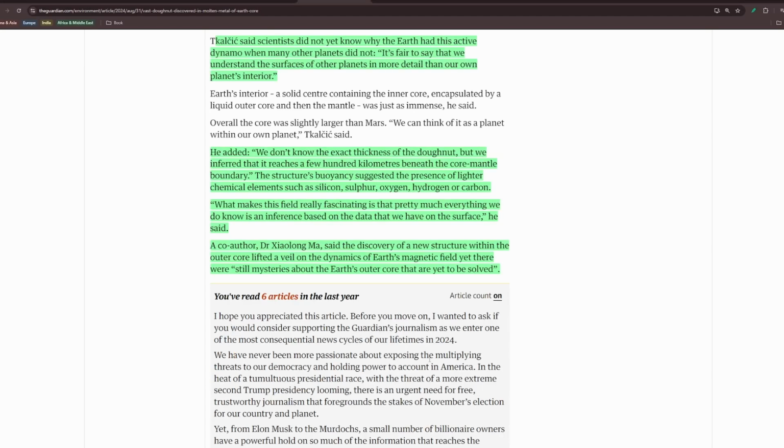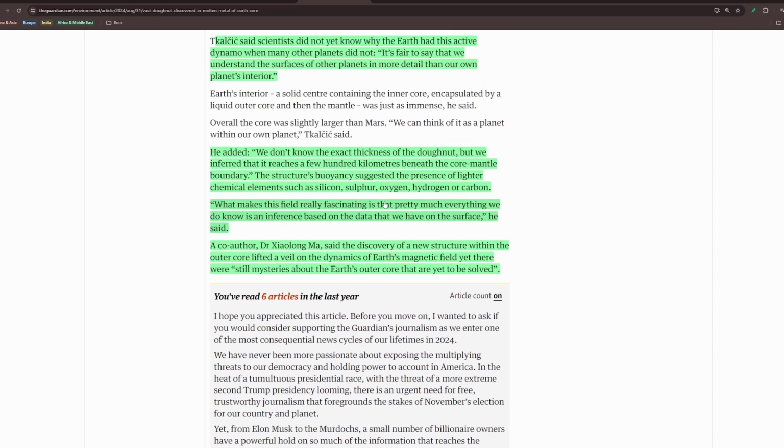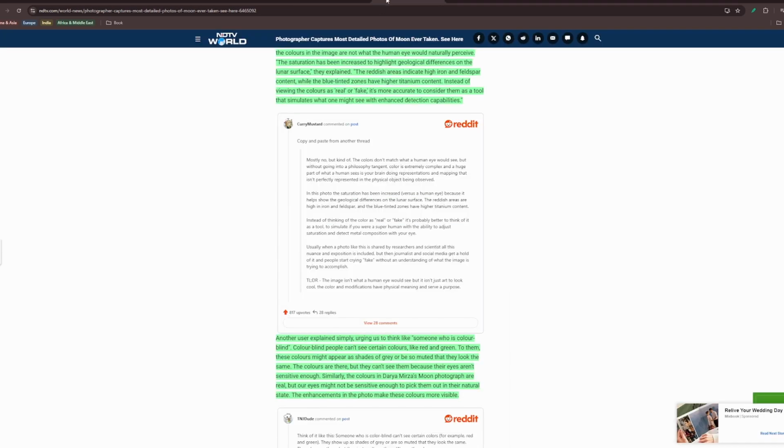A co-author, Dr. Xiaolong Ma, said the discovery of a new structure within the outer core lifted a veil on the dynamics of Earth's magnetic field, yet there were still mysteries about the Earth's outer core that are yet to be solved. Many, many mysteries about the Earth and its core.